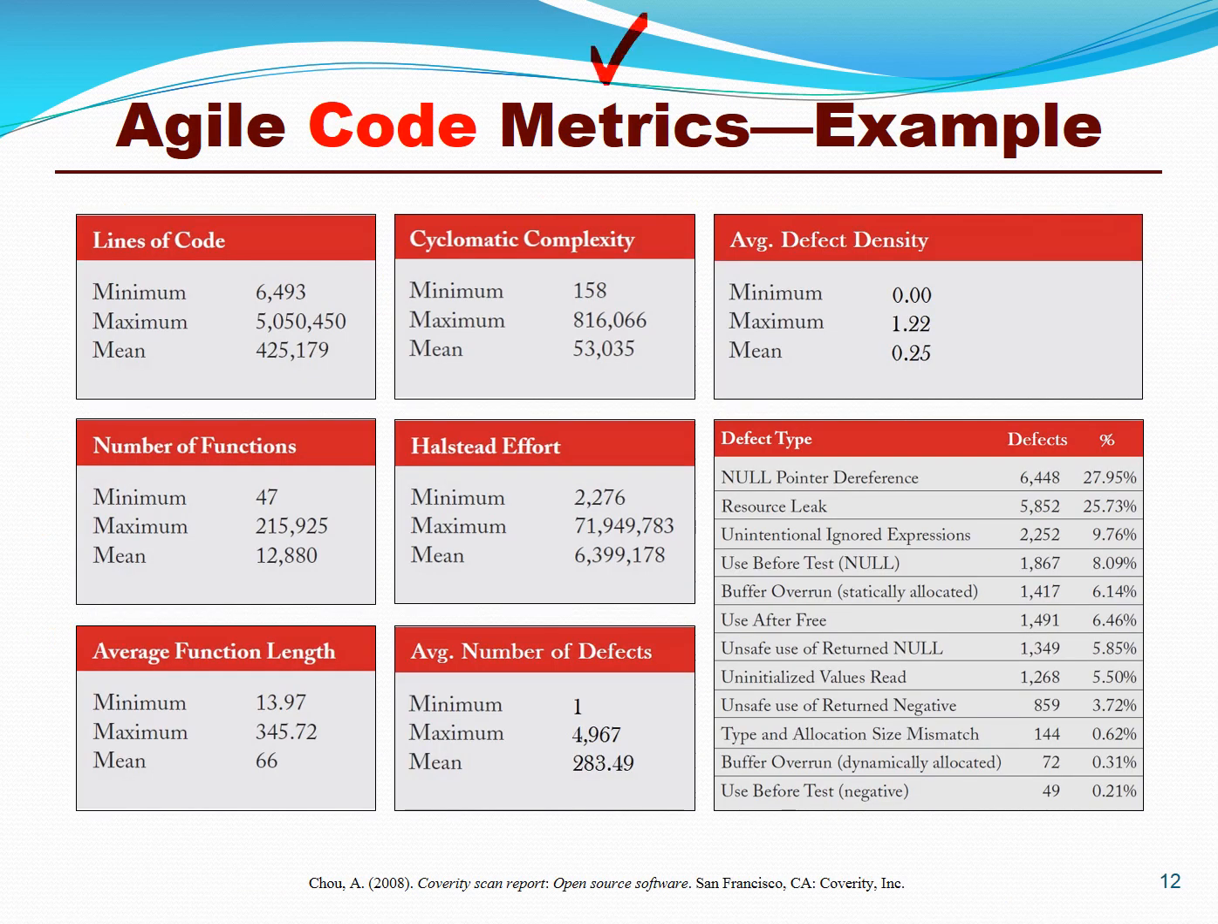Once again, these IDEs like Eclipse or even Microsoft Visual Studio will automatically count the lines of code as the programmers create the code. They'll automatically calculate the complexity, the defect density, the number of functions, Halstead effort, average function length, the number of defects, as well as common programming errors or even vulnerabilities.